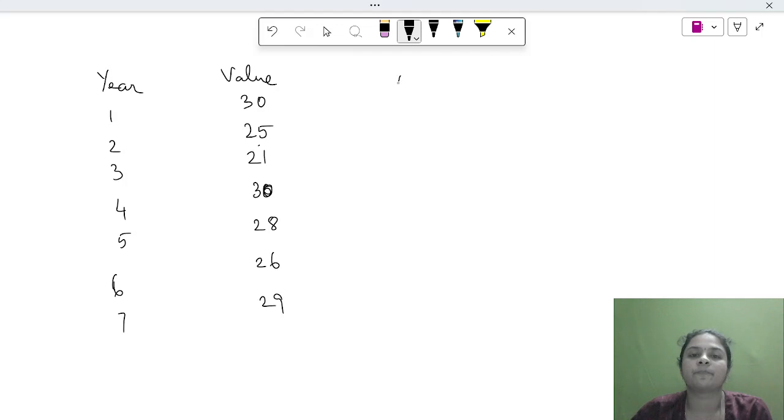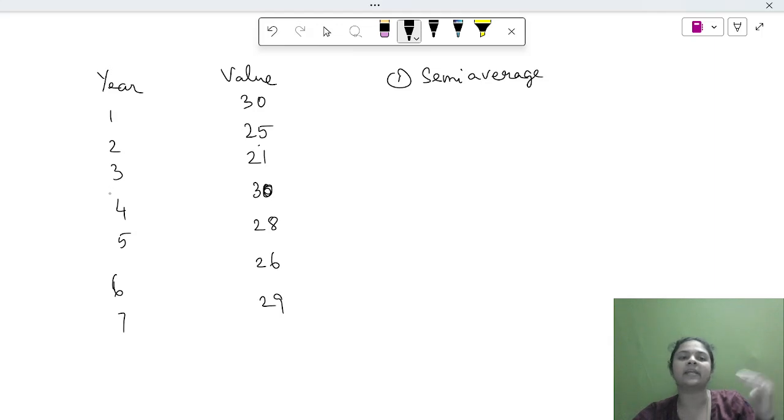Now suppose, first, if I ask you to calculate semi-average, you need to see whether the number of years is odd or even. If it is even, exactly divide the years into half. First half will be one average, second half will be one average. That is what is semi-average.